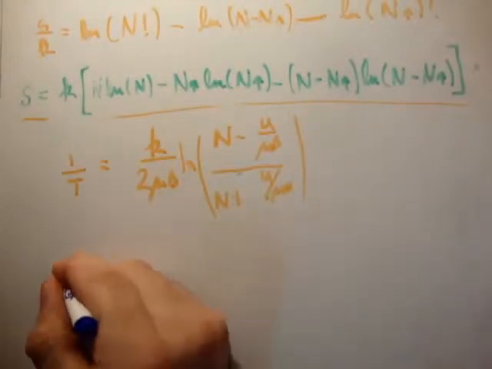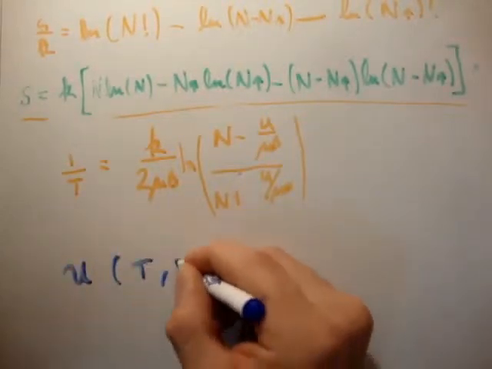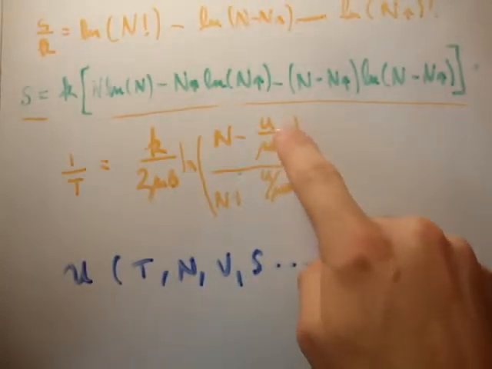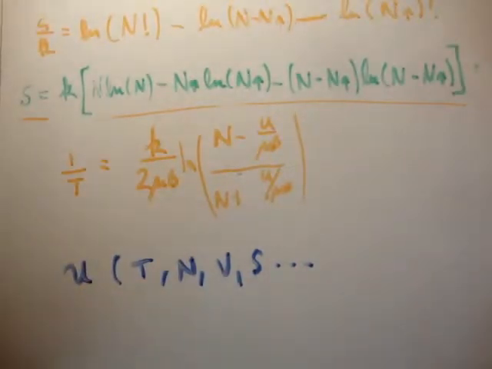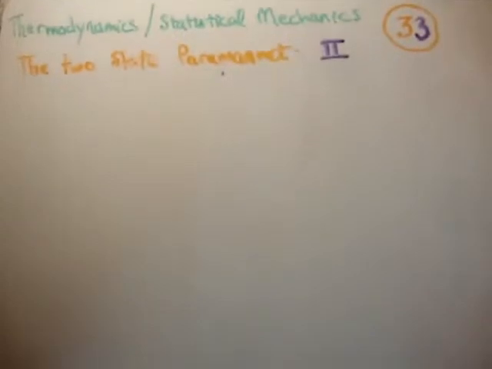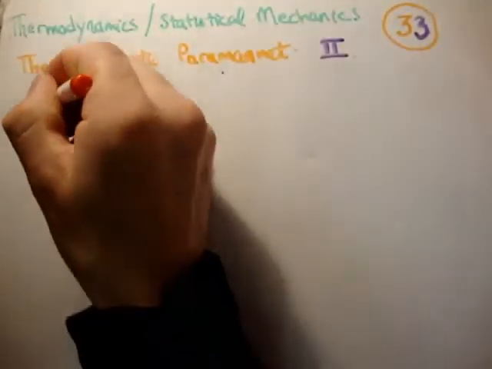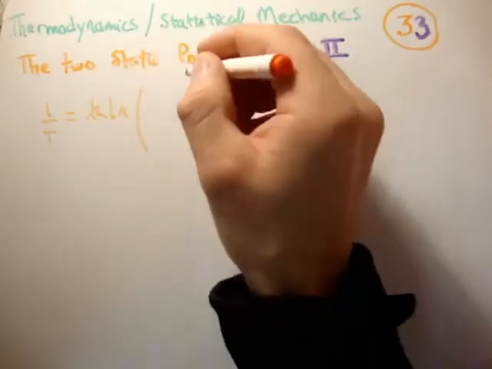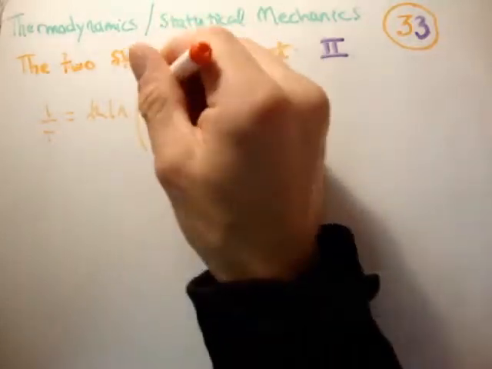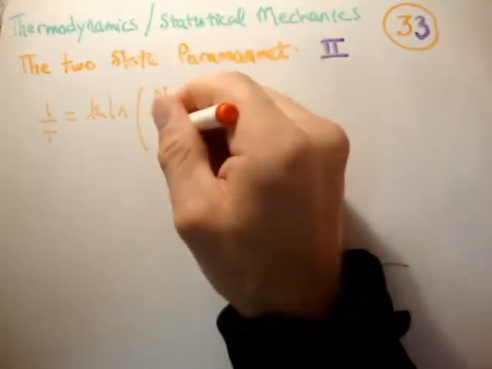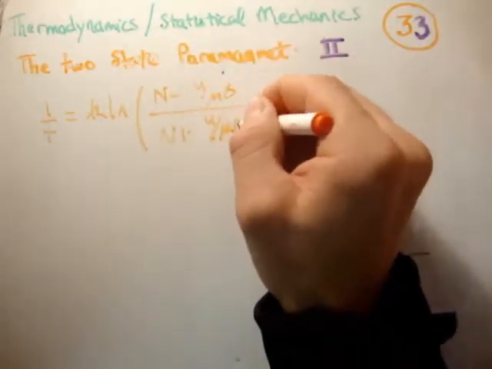Well, the next step, of course, is to get U in terms of T, N, V, S, or whatever else. But if you look at it, all we're really doing is rearranging this for U. So I'm going to delete a lot of the things up here, which we no longer need. So what we have is as follows. We have 1 over the temperature is equal to k outside of the natural logarithm of (N minus U over mu B) over (N plus U over mu B).